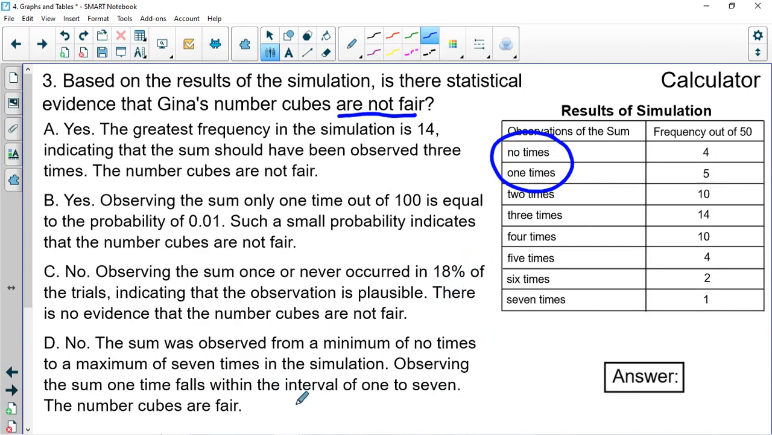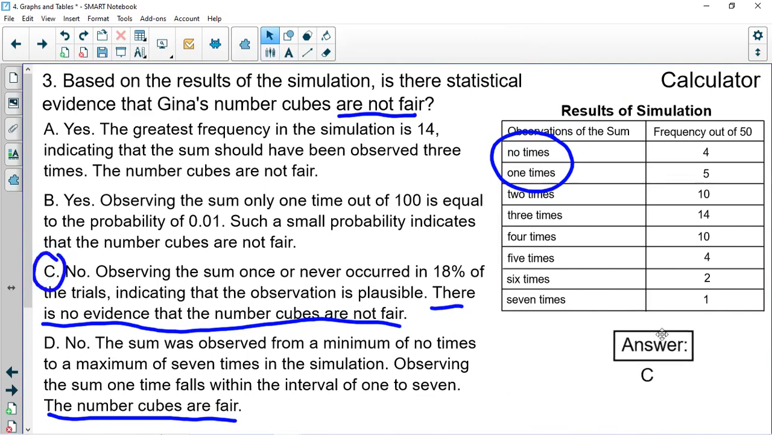And the other thing, and this is really, in my mind, the nail in the coffin for this choice, it says the number cubes are fair. And when I see a definite statement like that, especially when I'm doing a stat or a probability question, and it says they are definitely fair, that makes me wary. I much prefer the, there is no evidence that the number cubes are not fair. So essentially, that's saying they might not be fair, but based on the table they're giving us, we cannot definitively say that the cubes are not fair. So I'm going to go with C as the answer. And let's check it. And there we go.